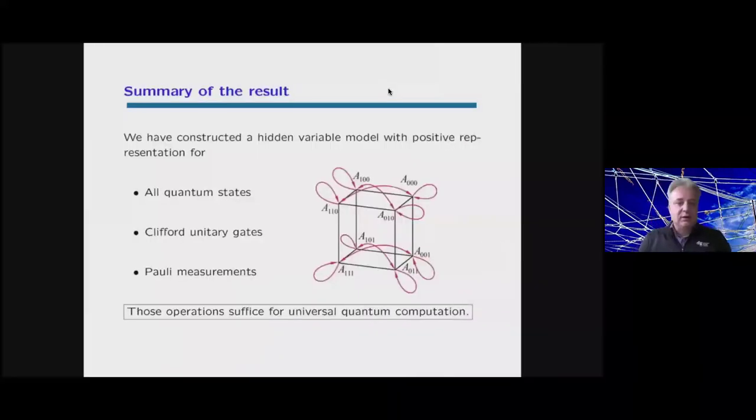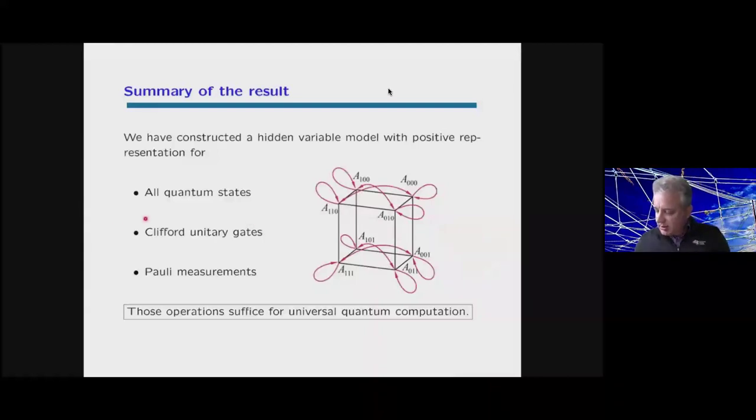And now to the result. So here's a summary of the result. We have constructed a hidden variable model with a positive representation, that is, a representation by a probability function, of all quantum states in finite dimensional Hilbert spaces, all Clifford unitaries, and all Pauli measurements. So you see, the states are not restricted. It applies to all quantum states.